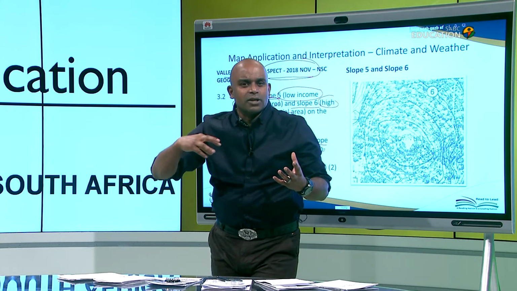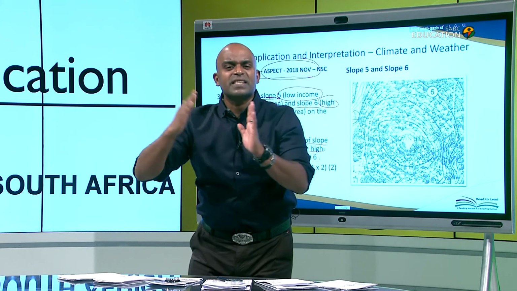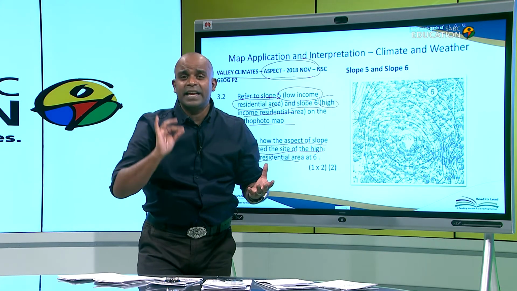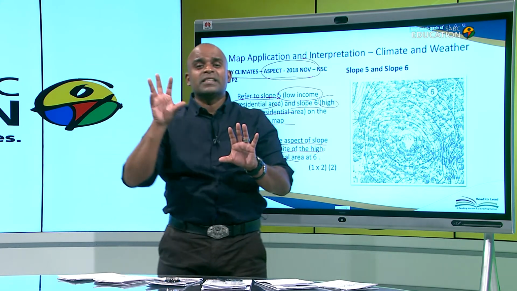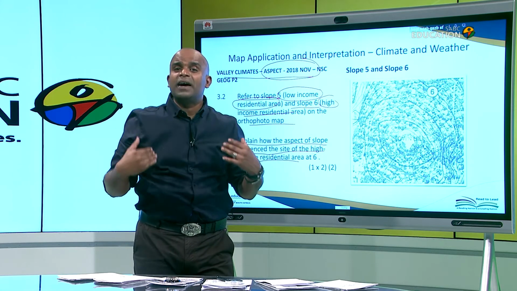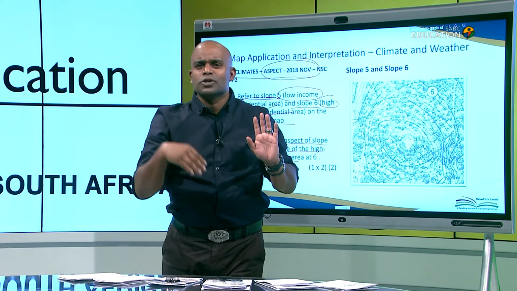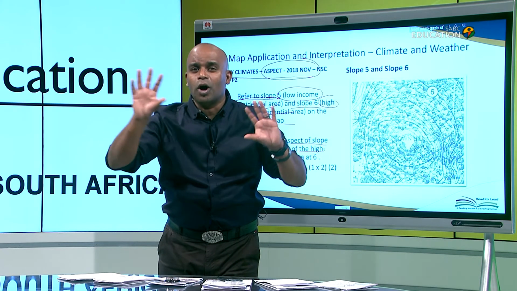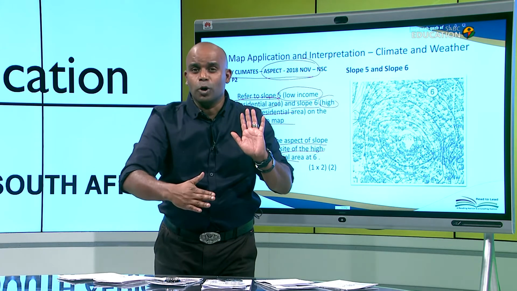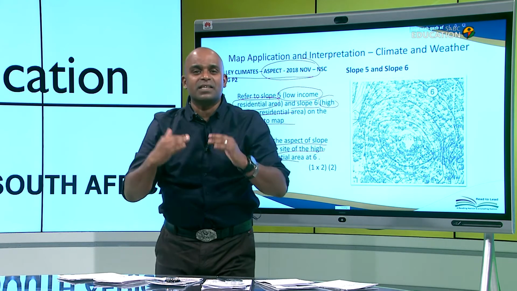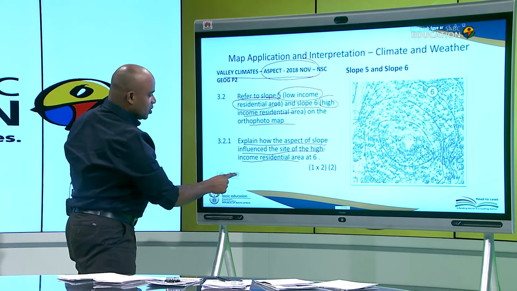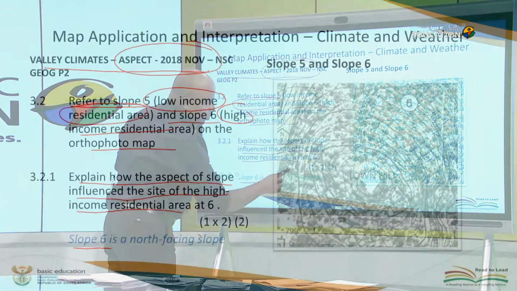The aspect of a slope means simply, is it a north-facing slope in the southern hemisphere? What have we established from grade 10 and 11? If it's a north-facing slope in the southern hemisphere, like South Africa, it receives more sunlight. People prefer living on slopes where there's more sunlight. So what does this mean? We are examining on our orthophoto map our understanding and knowledge of the slope. Again, your ability to identify the slope, which is north-facing and receiving more sunlight. In this particular example, slope 6 is a north-facing slope.